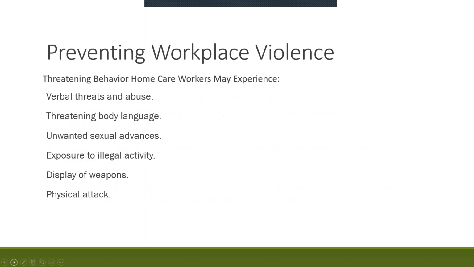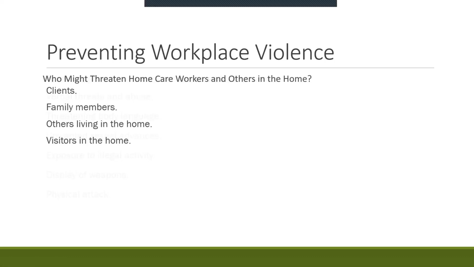Threatening behavior home care workers may experience: verbal threats and abuse, threatening body language, unwanted sexual advances, exposure to illegal activity, display of weapons, physical attack. Who might threaten home care workers and others in the home? Clients, family members, others living in the home, and visitors to the home.